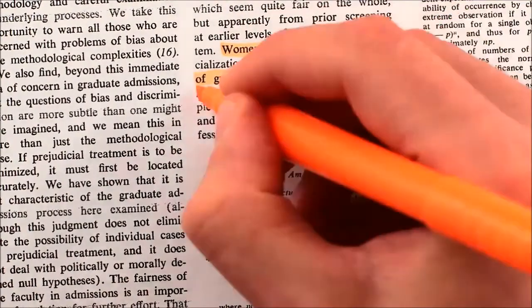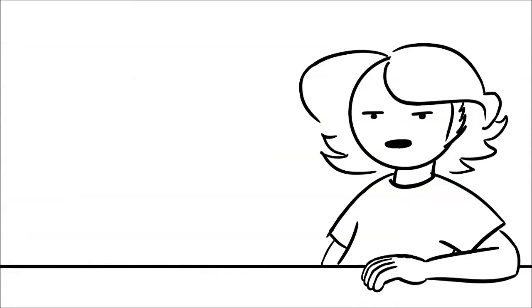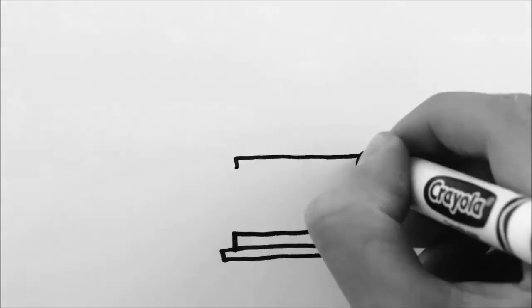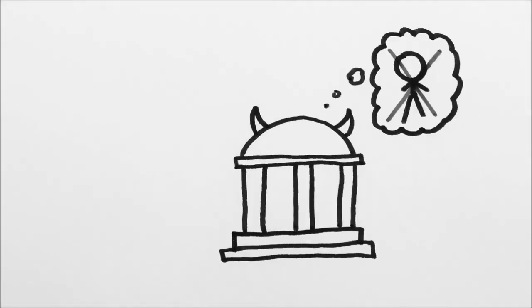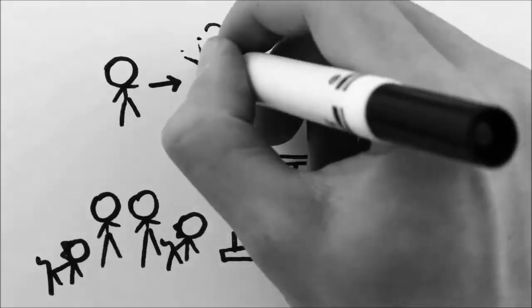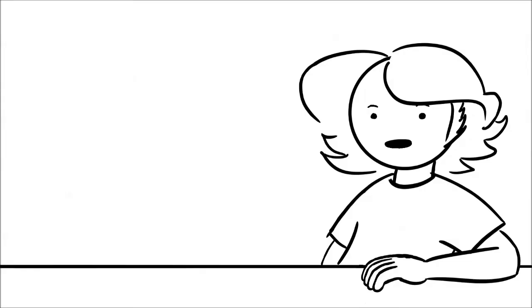Women are shunted towards fields of study that are generally more crowded, less productive of completed degrees, less well-funded, and that frequently offer poorer professional employment prospects. Remember earlier on when you said, "One can of course imagine a sinister institution that knows how Simpson's paradox works and wants to discriminate against a particular group. All they have to do is advertise smaller, more competitive departments more heavily to that group, and vice versa for groups they want to promote." Well, it looks like that's what you're imagining here right now.